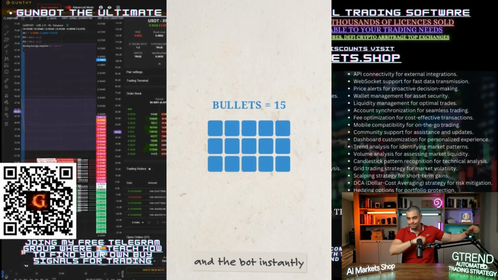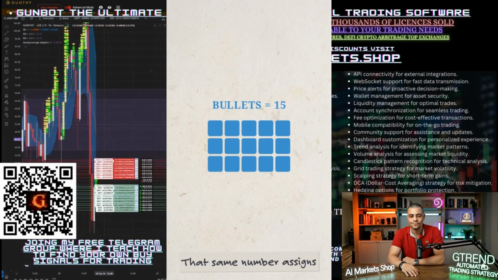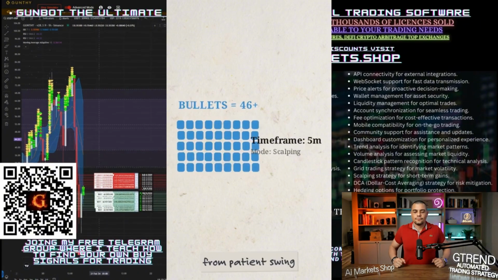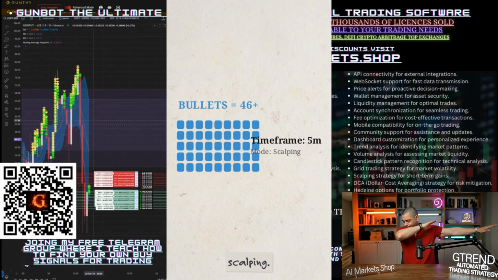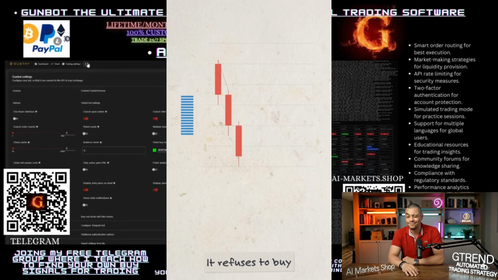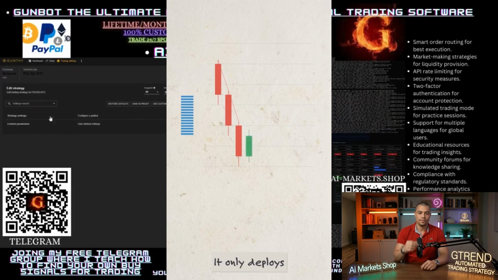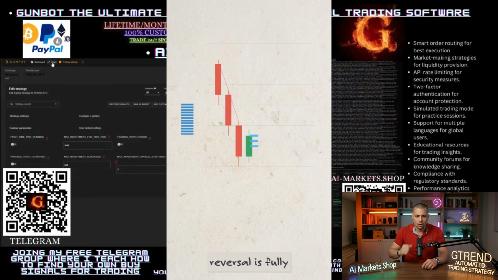You just pick a number, and the bot instantly splits your funds into perfect dollar-cost averaging orders. That same number assigns your time frame, from patient swing trades to hyperactive scalping. When the market dumps, the engine actively protects your capital. It refuses to buy on red candles, safely trailing the price down. It only deploys funds when a green reversal is fully confirmed.